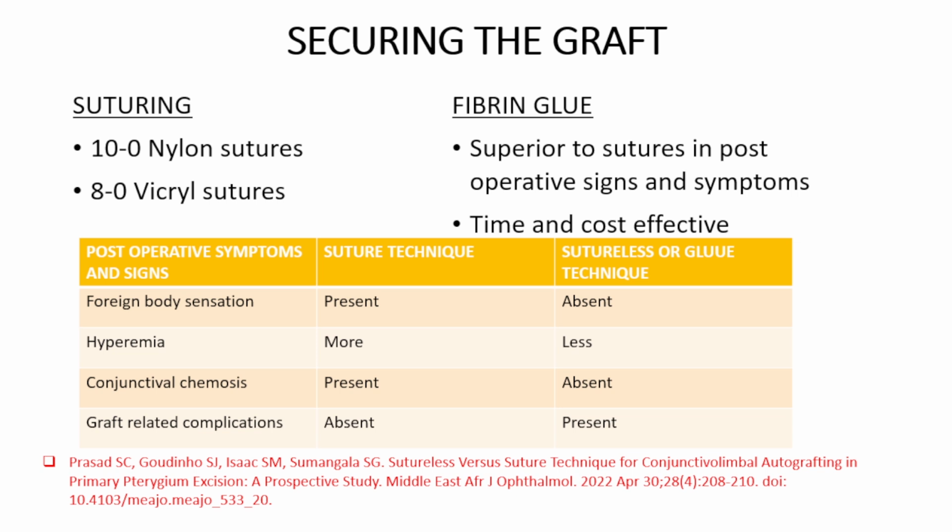Securing the graft. The graft obtained is secured either with sutures or fibrin glue. The suture we use is 10-0 nylon, and sometimes 8-0 Vicryl is also used. Fibrin glue is superior to sutures in post-operative signs and symptoms. It is time and cost effective also. One advantage of fibrin glue usage is less foreign body sensation, less hyperemia, and less post-operative chemosis. But graft-related complications are comparatively more with fibrin glue than with sutures.